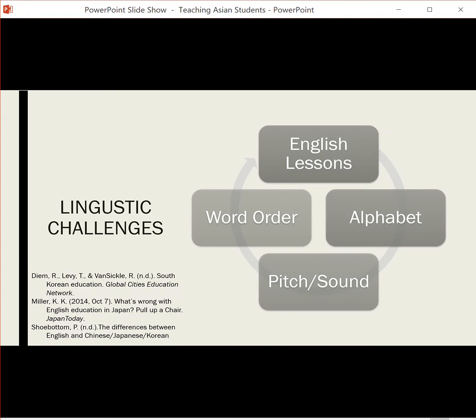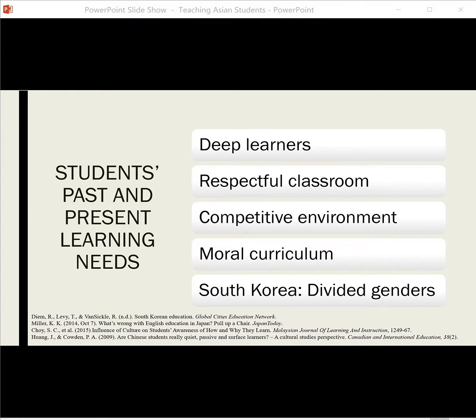Students' past and present learning needs. These students are deep learners. You don't want to look at the fact that they might be quiet and passive, but they are deep learners. They need time to understand things, and they're not surface learners. They don't use rote memorization. They want to just sit back and take everything in.